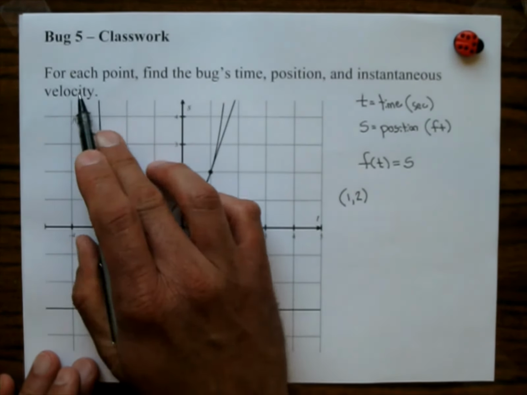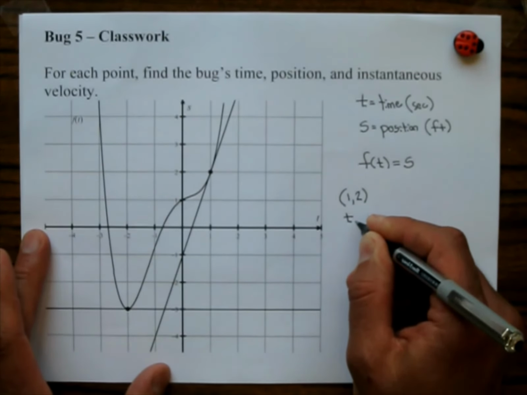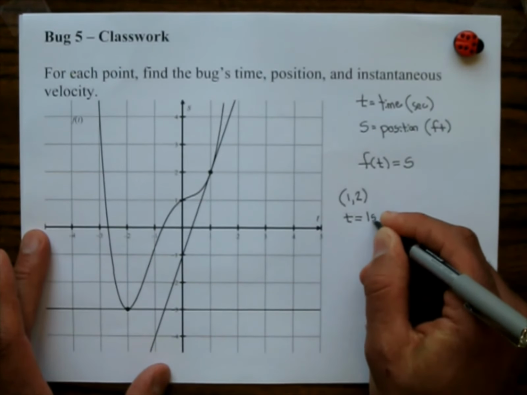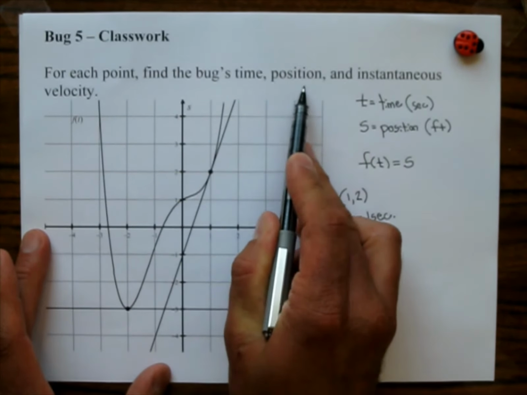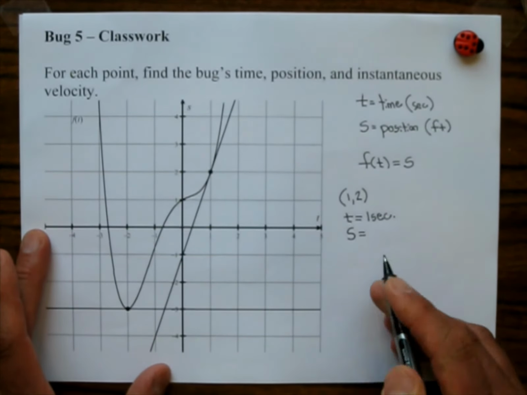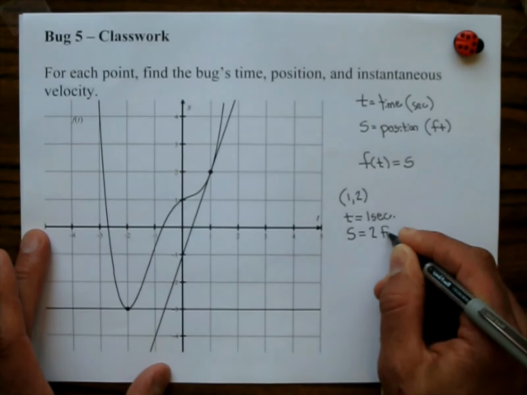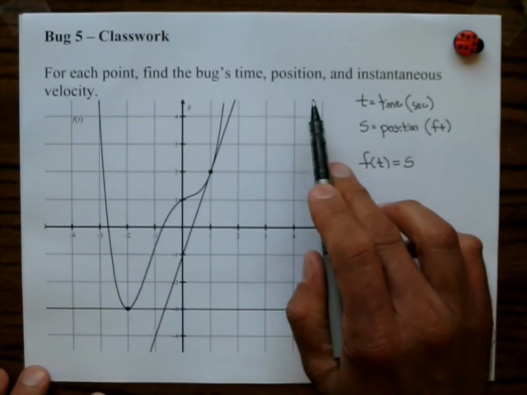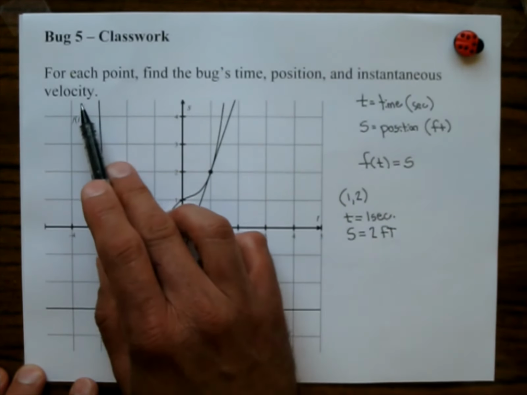So for each point, find the bug's time. The time is the first coordinate, the input, which is 1 second. Find the bug's position on the number line. The position is s, which is the output, the second coordinate. The bug's position is 2 feet. The third thing we want to find at this point is the instantaneous velocity.